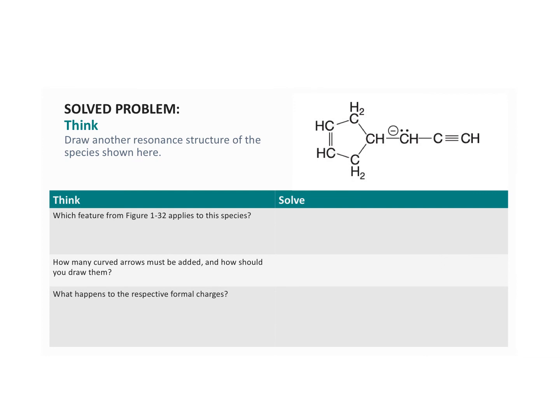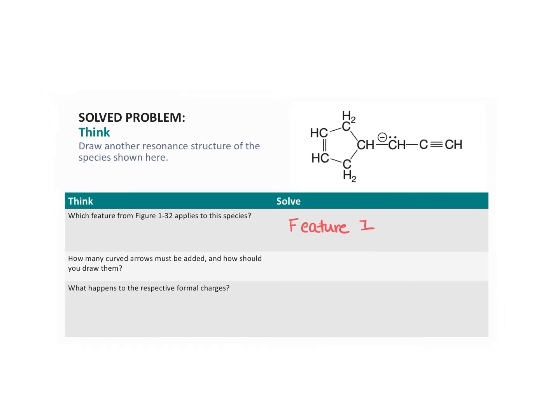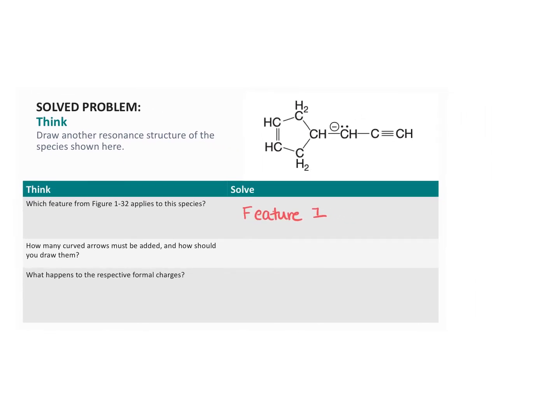And what we're going to notice is the first thing my eyes wander to are charges. Because generally, if you have a charge, that means that there's a high potential that there could be a resonance structure. So my eye wanders here to this charge, right? And so we have a lone pair of electrons here. And that's on a carbon that's adjacent to a carbon with a multiple bond, that carbon-carbon triple bond. And so that really corresponds to feature 1, okay? And so we have one of the features for a resonance structure.